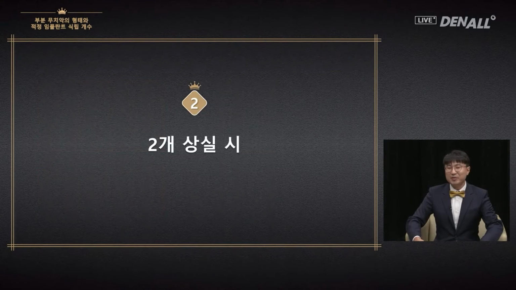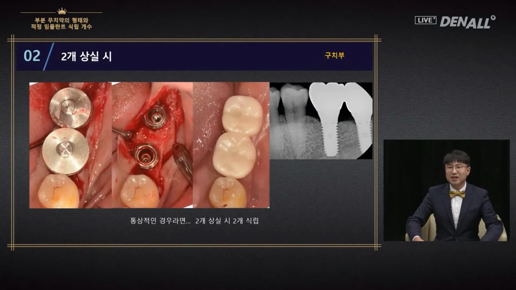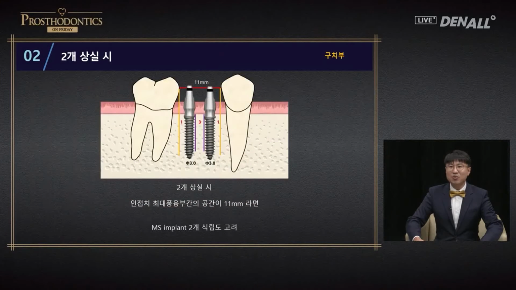Let's look at two missing cases. In general, if 2 teeth are missing, I would place 2 implants. When space is tight, it's a problem. I consider various options between 11.1 mm to 12.9 mm. If I am to place 2 11 mm implants, I would choose the MS implant.